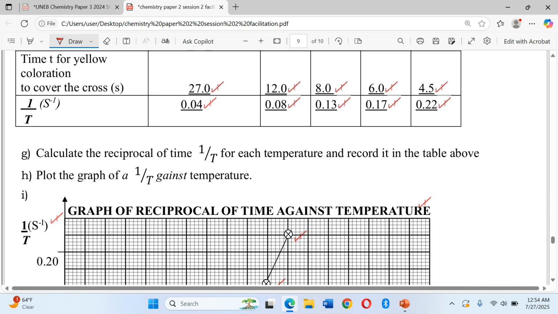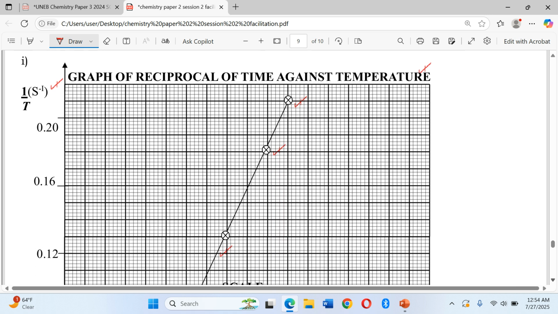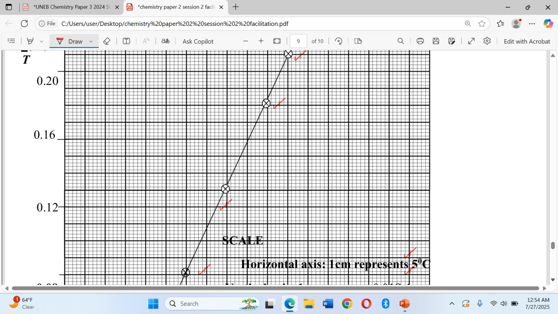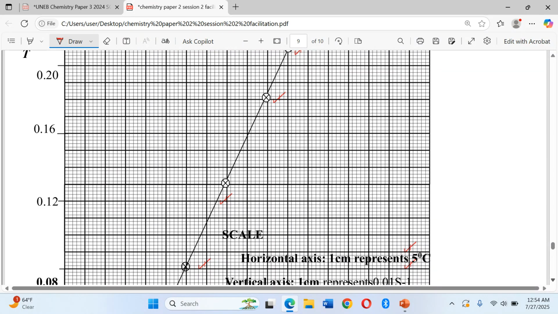Then part G, we are saying calculate the reciprocal of time, 1/t, for each temperature, and record in the table above, which is already done. Then plot a graph of 1/t against temperature. Now when you do this, you have to get a line of best fit and it becomes very straight.